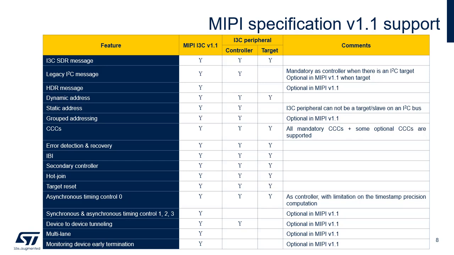Synchronous and asynchronous timestamping improves the accuracy of applications that fuse signals from various peripherals. When operating as a controller, the following features are also supported: I2C static addresses, I2C message handling, and device-to-device tunneling. The following optional features are not implemented: high data rate signaling, synchronous and asynchronous timing control modes 1, 2, and 3, multi-lane operation, and device early termination monitoring. The list of supported CCC commands is detailed in the next slides.